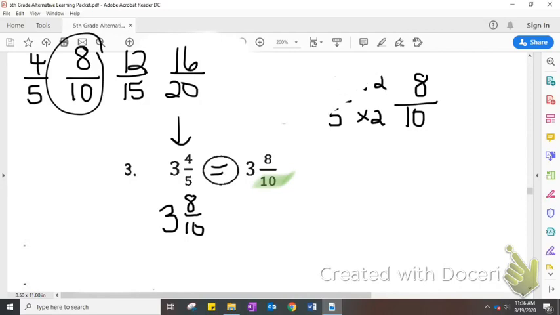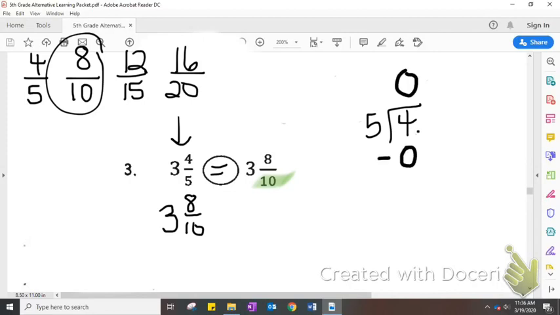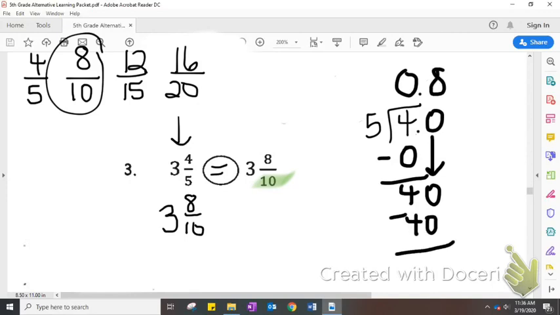Now, just because it's helpful to do multiple strategies, you could divide out 4 divided by 5 just to make sure you get 8/10. I'm going to go ahead and do it pretty fast because we've already proved it to be true. So now I'm doing 40 divided by 5, which is 8. There we go. 8/10. We got it.